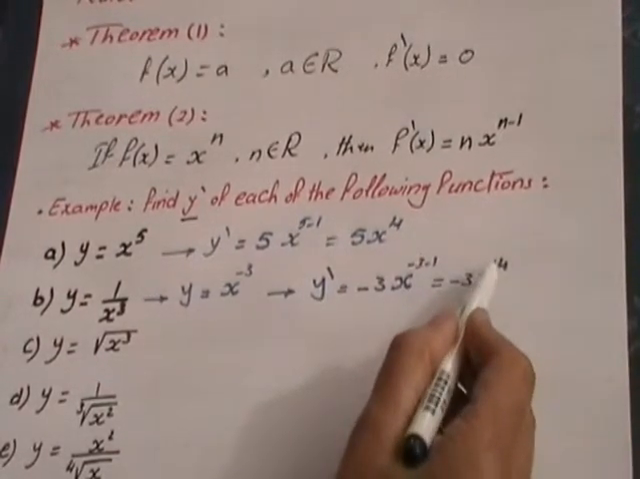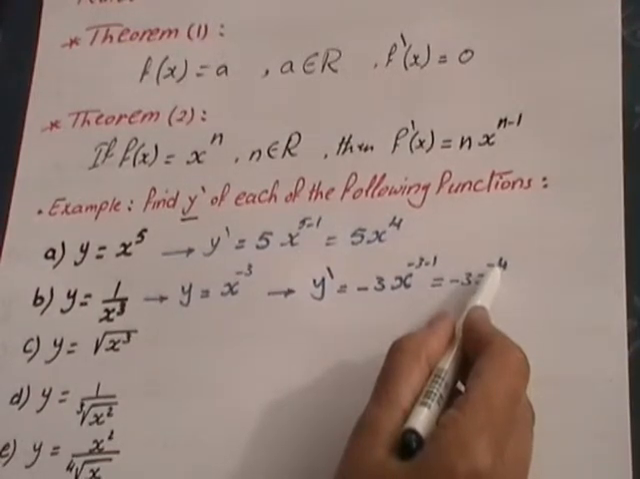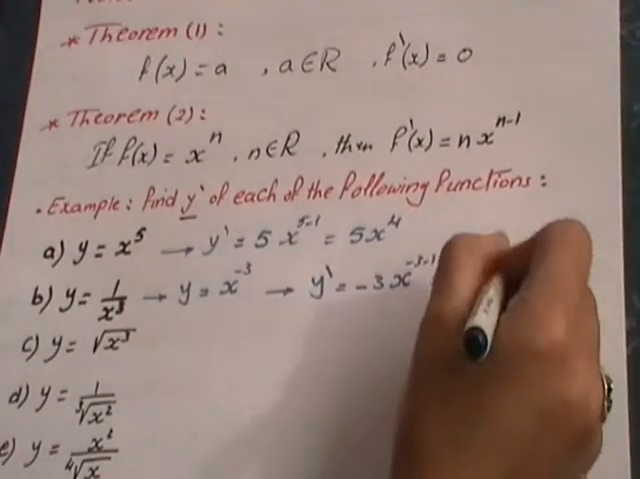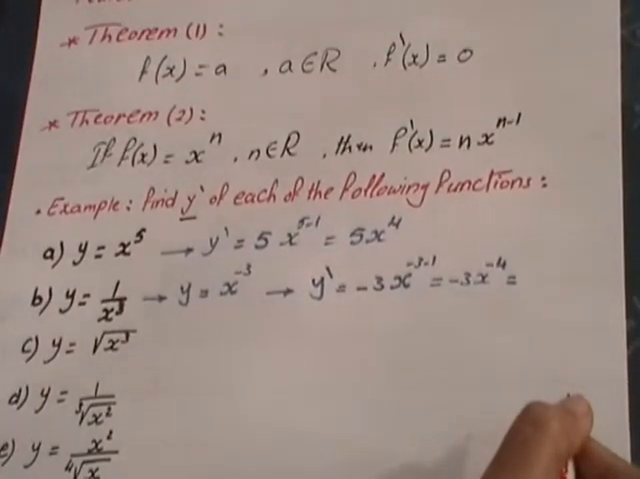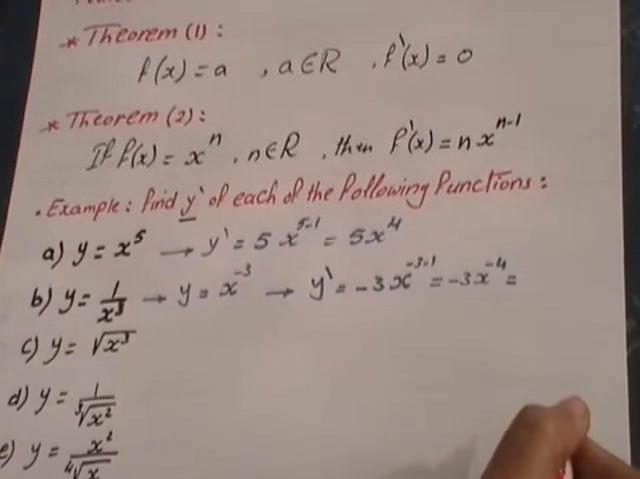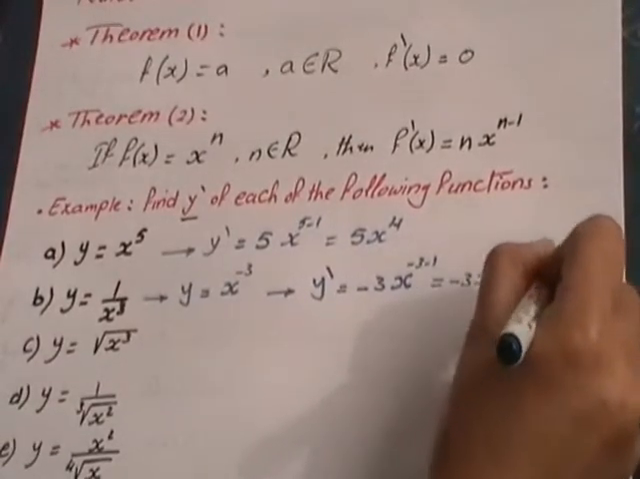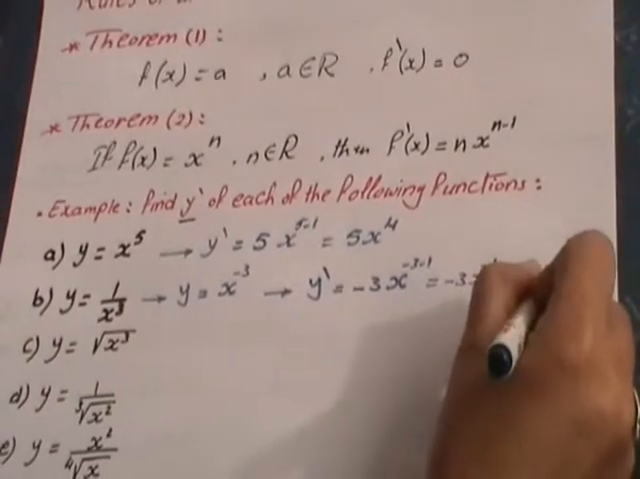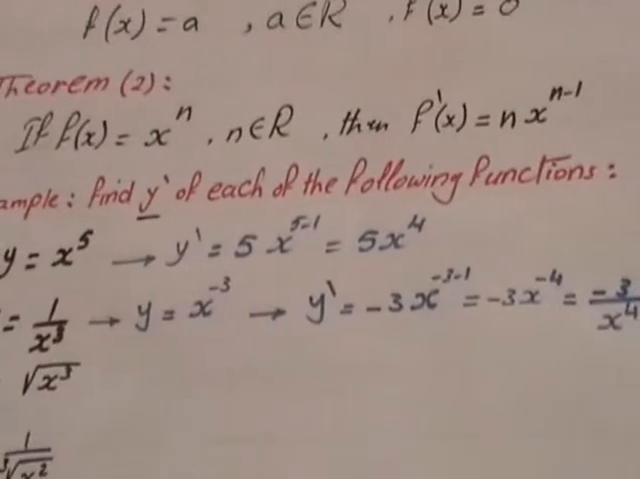Do we leave the negative 4 as it is in the power? No. We must put it in the simplest form, which is where the power is positive. How do we make the power positive? We put it in the denominator. So we write it as negative 3 over x power 4. This is the simplest form.